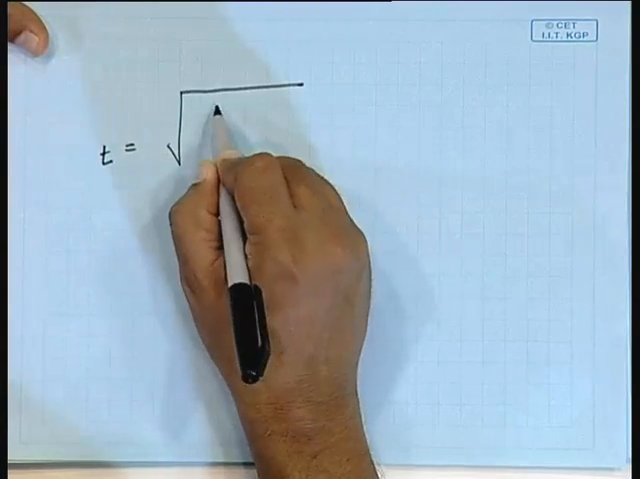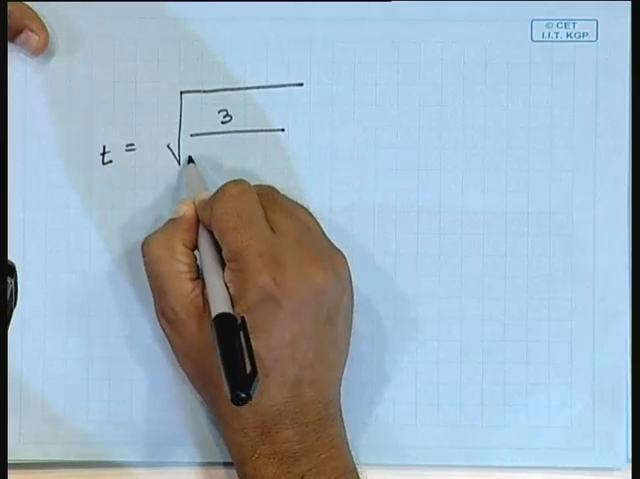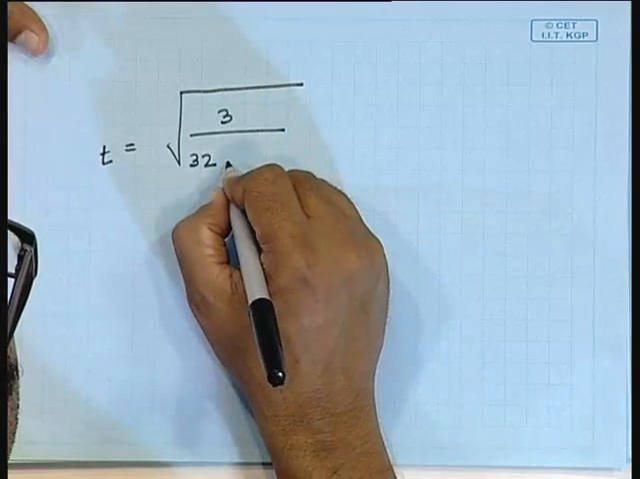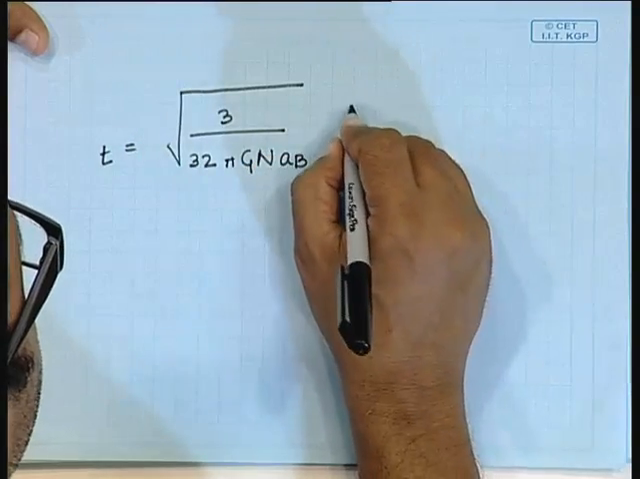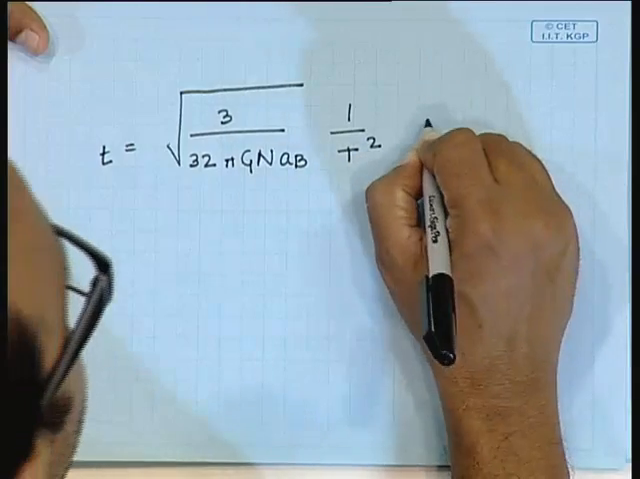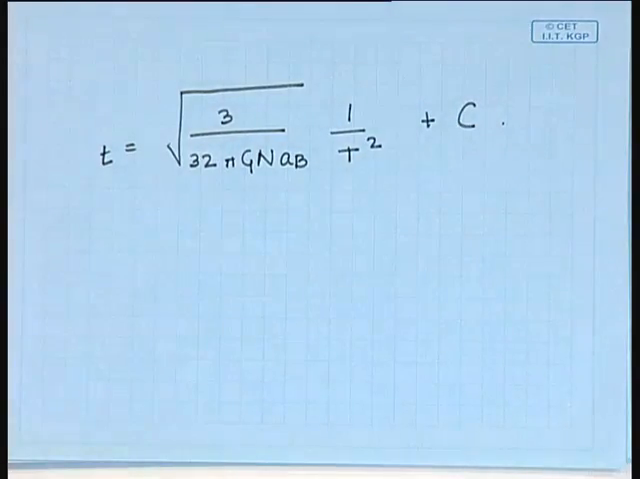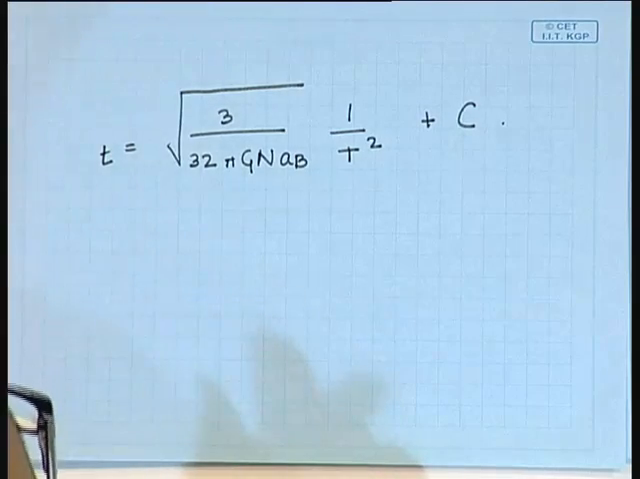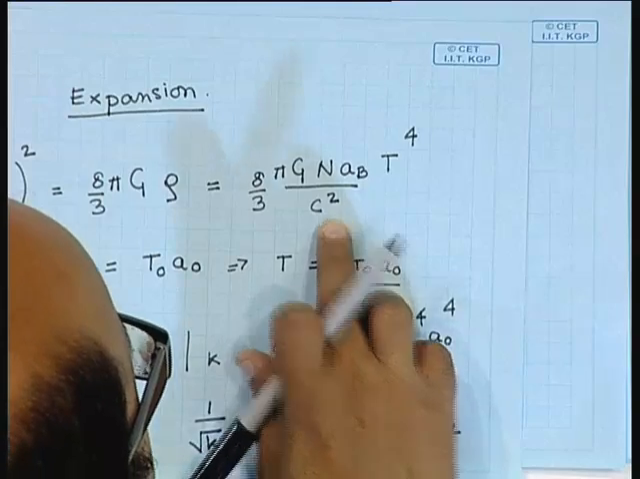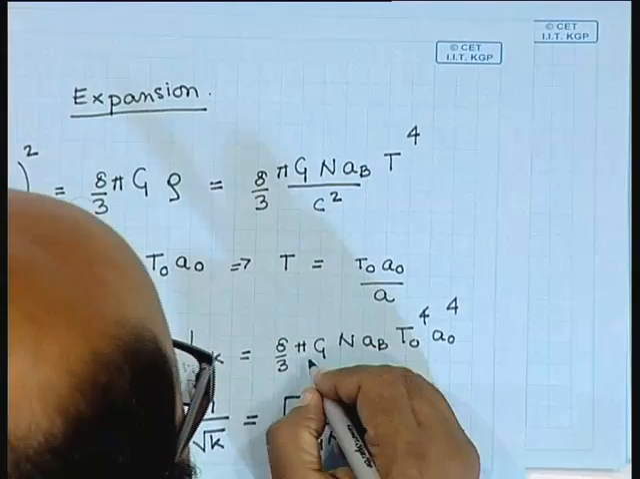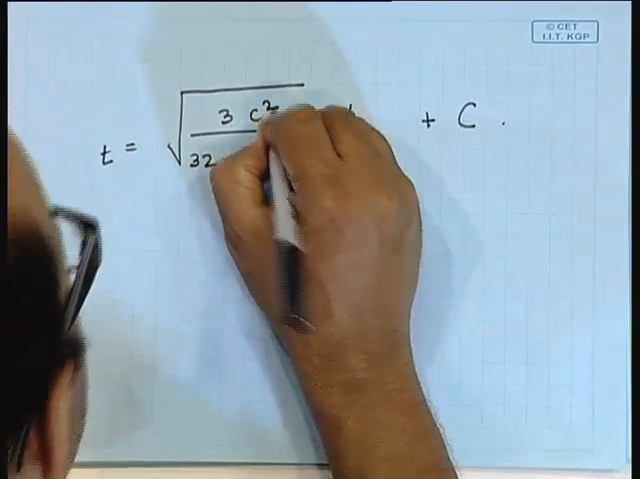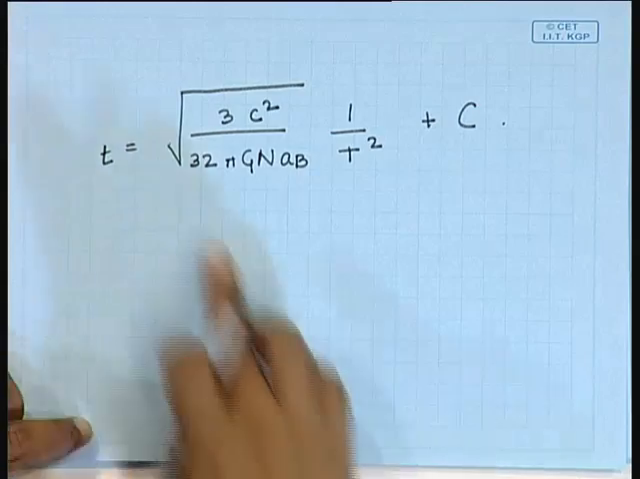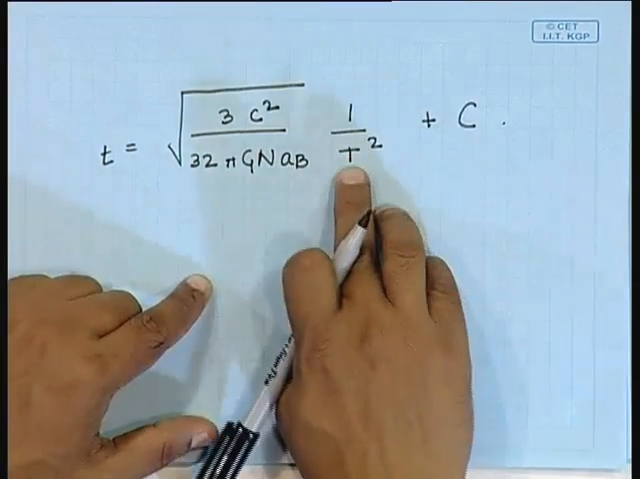square root of 3 by 32 pi g n a b, the Stephen-Boltzmann constant, 1 by t square plus a constant. Or there should be a factor of c also, some speed of, sorry, we missed that out, there is a c square here. So, there should be a factor of c square here. So, this should be in the denominator c square. Okay. So, please just check this coefficient. The main point is that there is a 1 by t square over here.